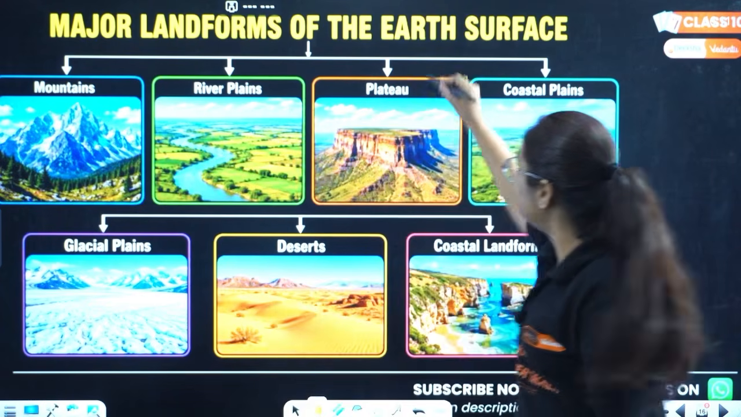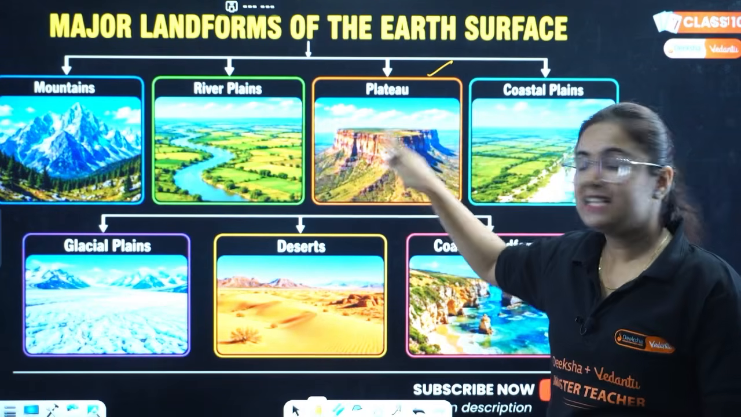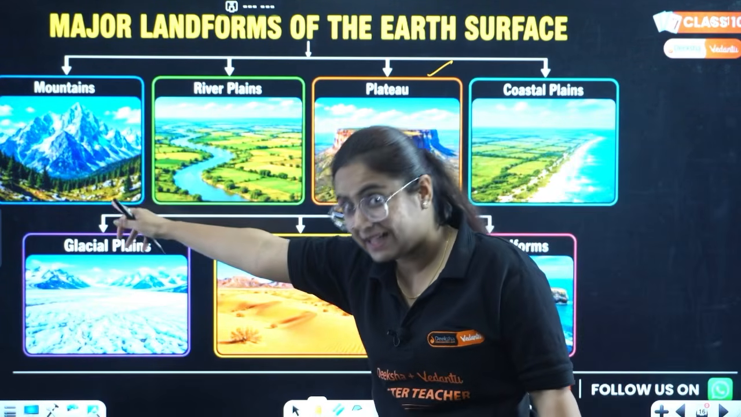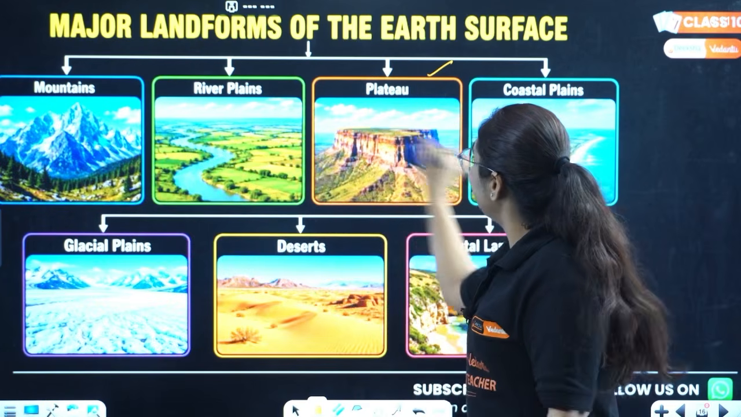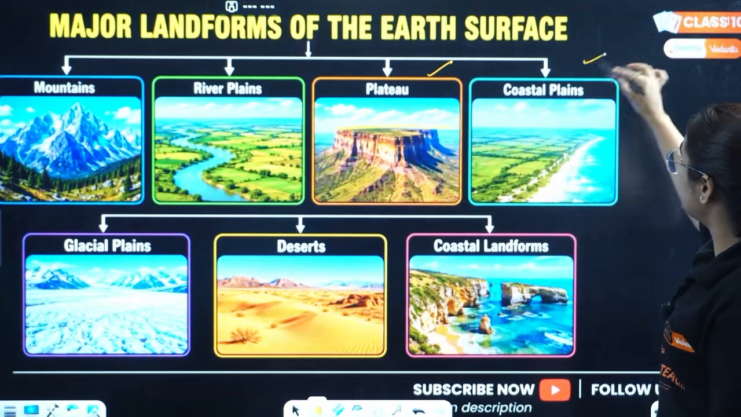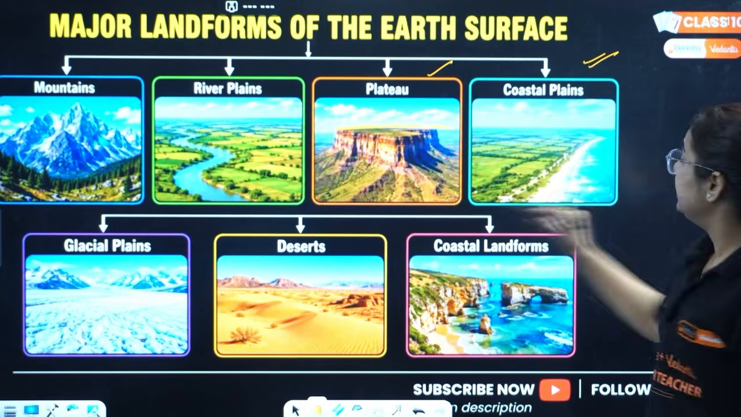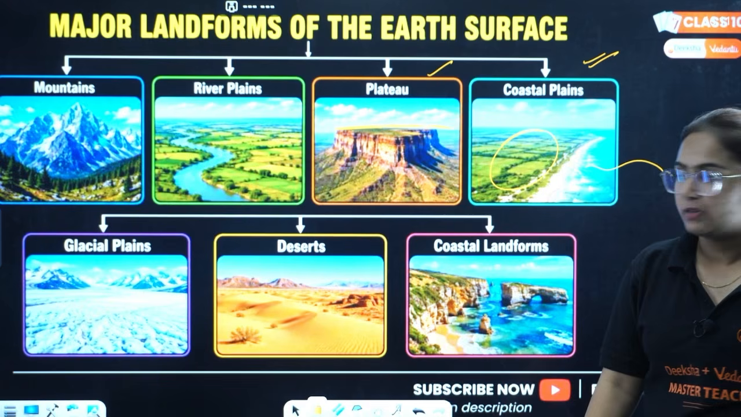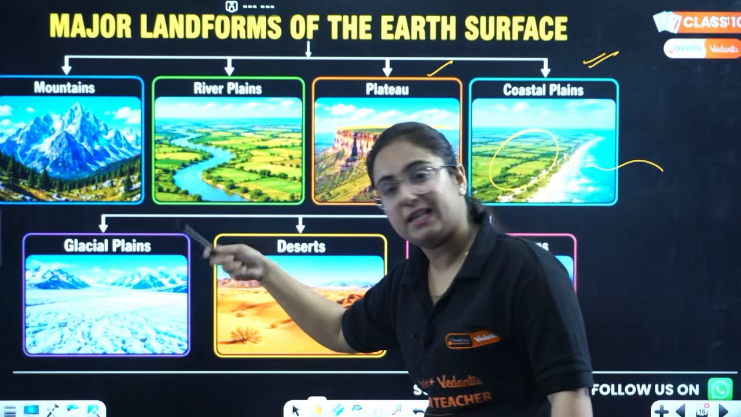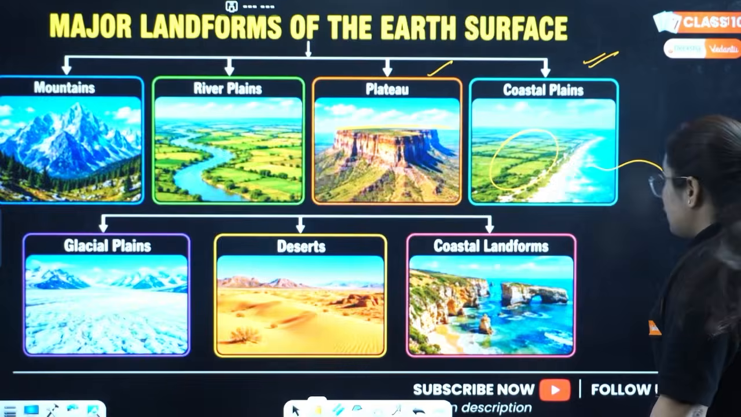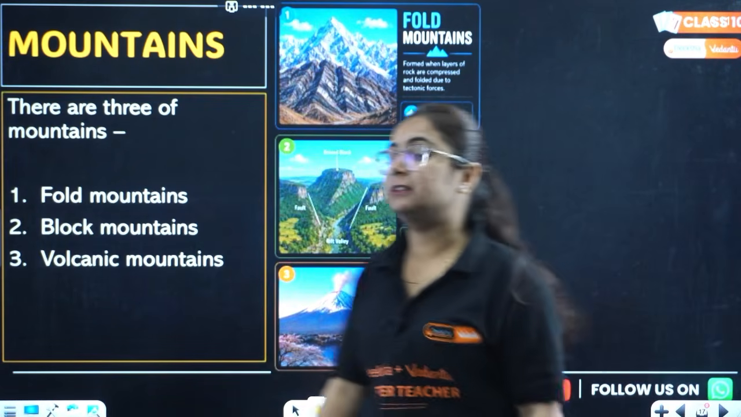Then we talk about plateau. What are plateaus? These plateaus are uplifted areas but not mountains, because mountains have peaks and these have flat tops. Then similarly we have coastal plains like rivers. The oceans also bring sediments and form plain areas. Then we have glacial plains. Similarly, we have deserts and we have coastal landforms. Let's talk about all of them here.